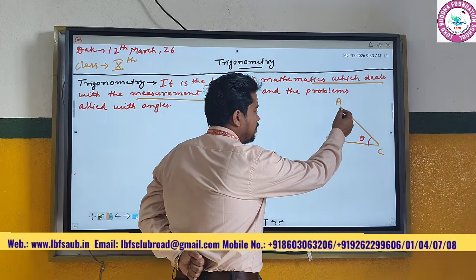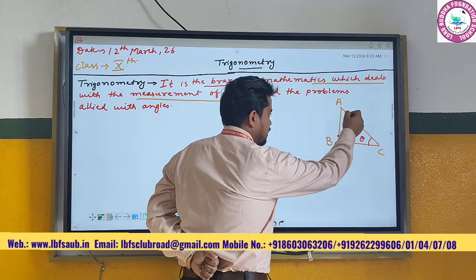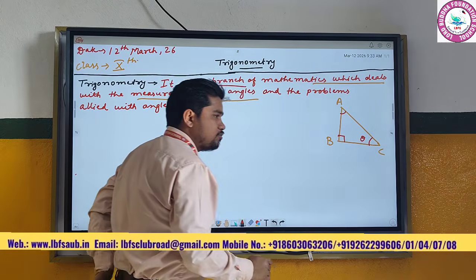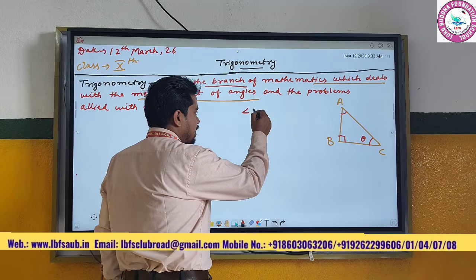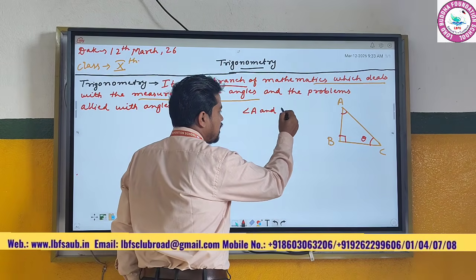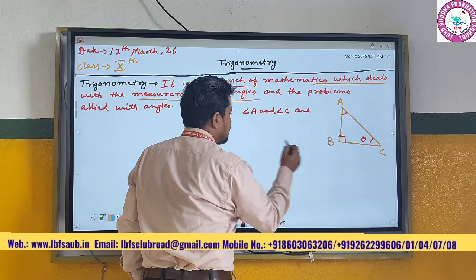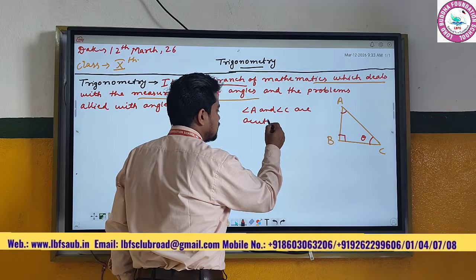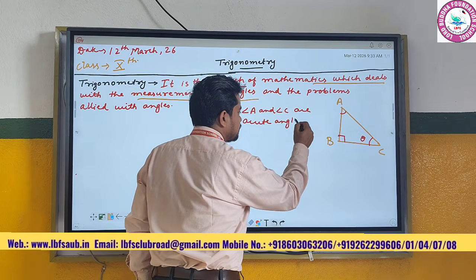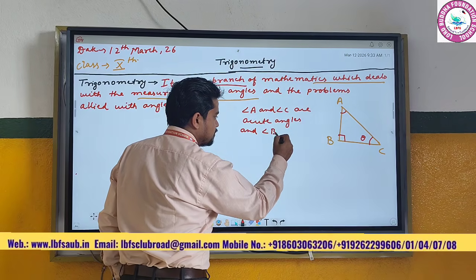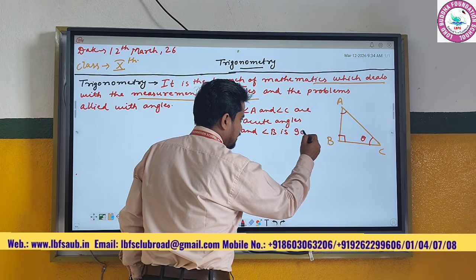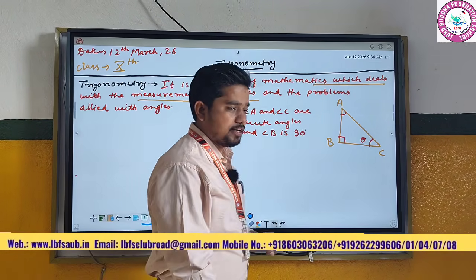Now we can discuss angle A and angle C. These two angles are acute angles, and angle B is 90 degrees.